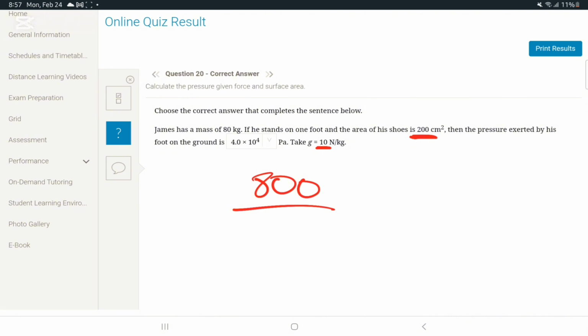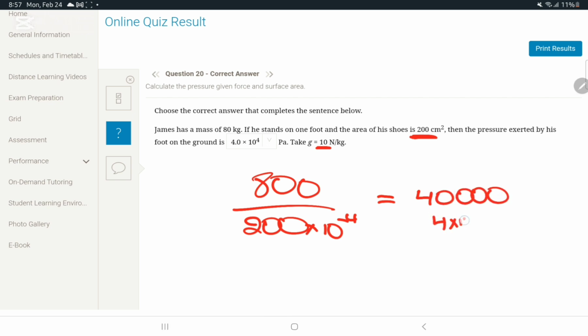Converting to meters squared, it's 200 times 10 to the negative 4. And 800 divided by 200 times 10 to the negative 4 is 40,000, or 4 times 10 to the 4 Pascal.